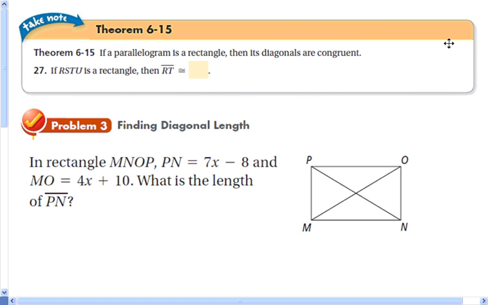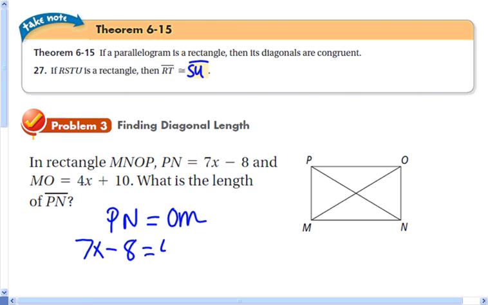Okay, theorem 6.15, if a parallelogram is a rectangle, then its diagonals are congruent. So if RSTU is a rectangle, then RT is congruent to SU. So let's go ahead and use that here on this rectangle. If MNOP is a rectangle, then we know that PN is equal to OM by that last theorem. And so we can say that 7x minus 8 is equal to 4x plus 10 by substitution.